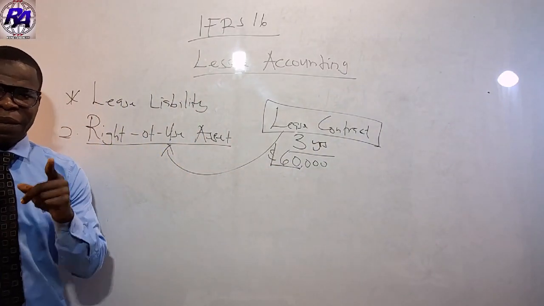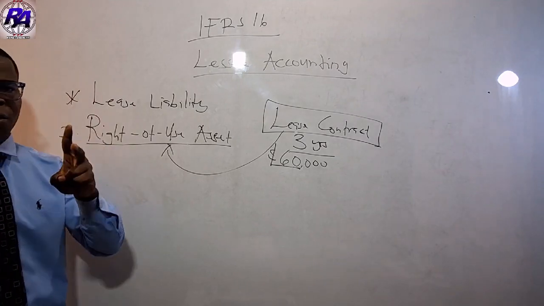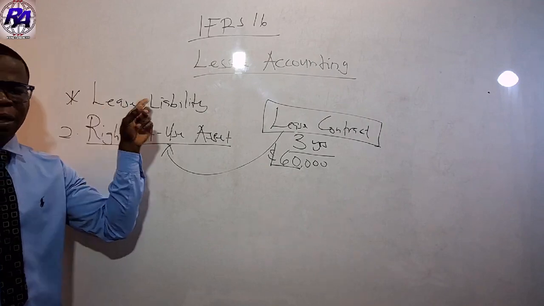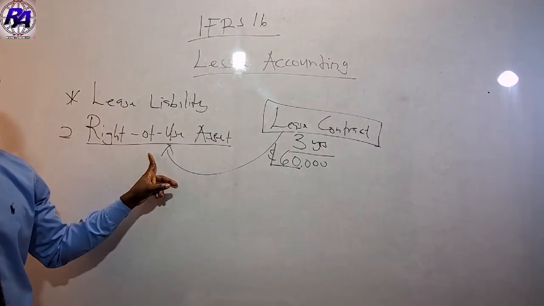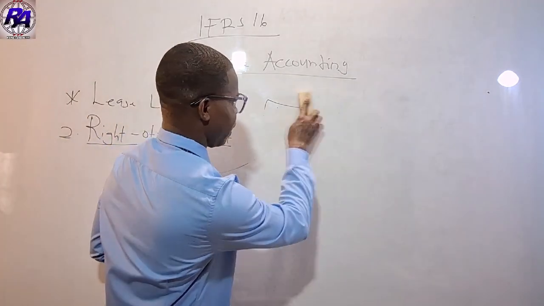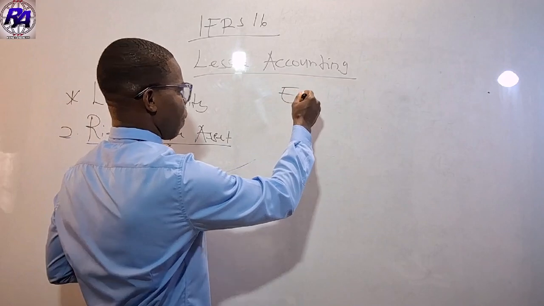Generally, anytime there is a lease contract, the lessee must account for two things, and these are a lease liability and a right of use asset. There is an exception to this general statement.